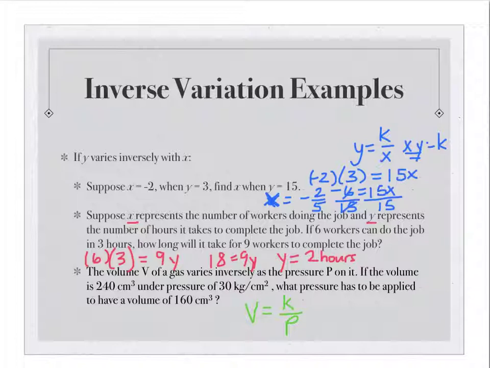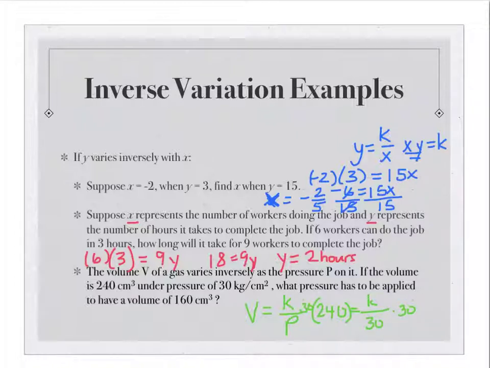And again, I could use the constant products if I wanted to, but I'm going to use the equation, I think, this time. So what's V in this situation? So volume of 240 equals K over 30. So I'm going to multiply both sides by 30.